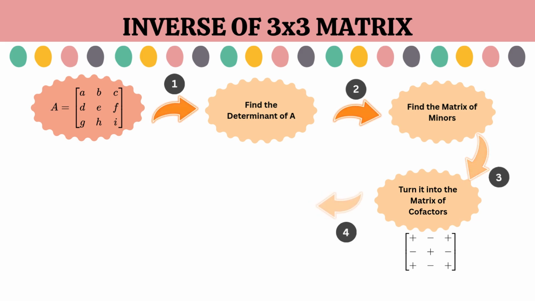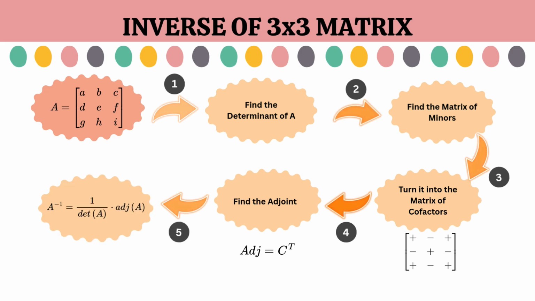Then, step 4, find the adjoint. The adjoint is the transpose of the cofactor matrix. Swap rows and columns. For step 5, divide by the determinant. Now, take the adjoint matrix and divide every number in it by the determinant of the original matrix. This gives you the inverse matrix. Make sure the determinant is not 0. If it is, the matrix has no inverse.